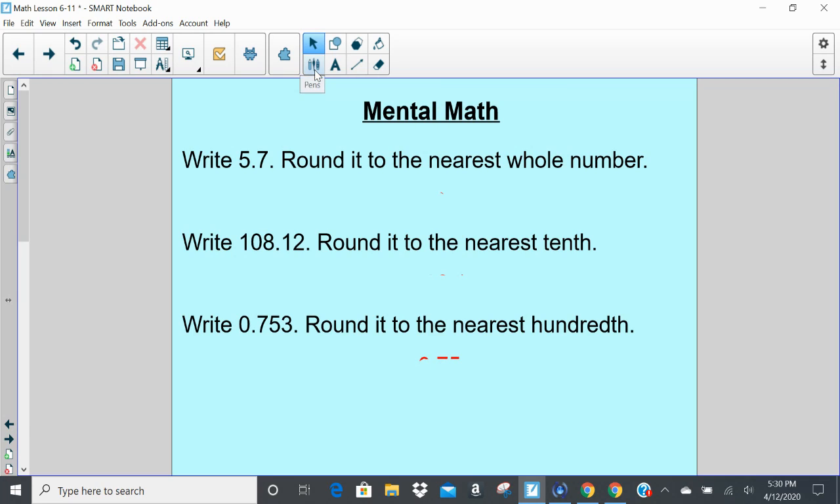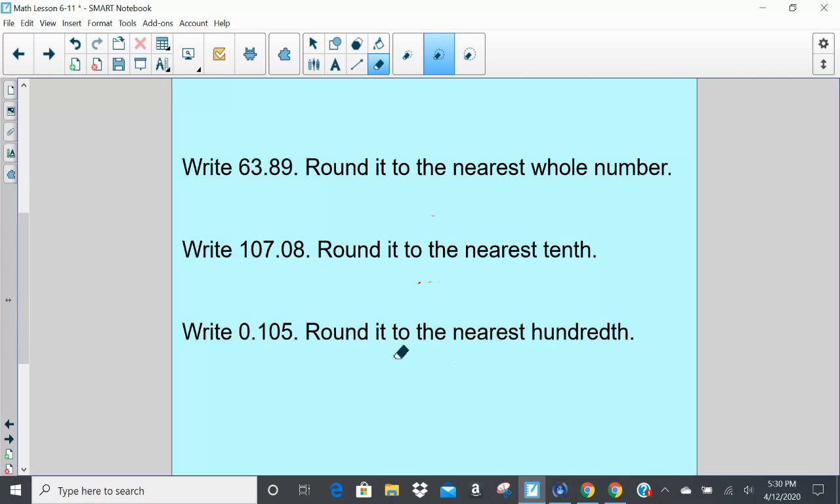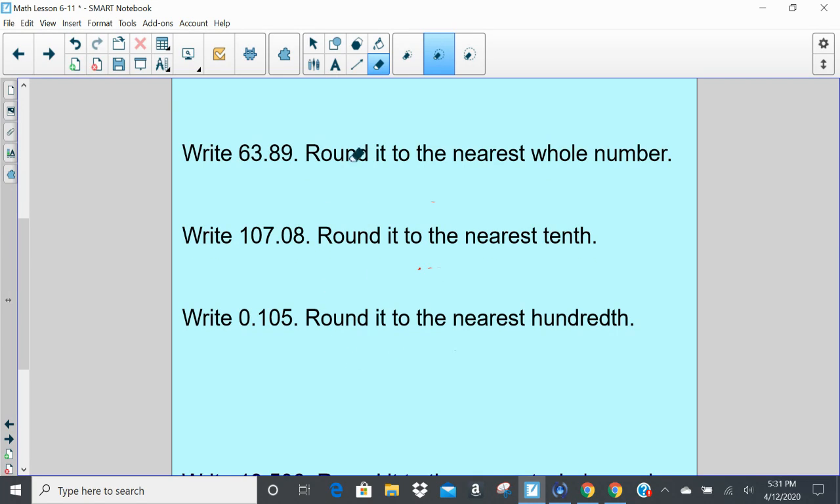All right, now let's take a look and see what our answers are and how well you did as that review. So 5 and 7/10 would round to 6 wholes. 108 and 12 hundredths would round to 108 and 1/10. And then for our third one today, rounding to the nearest hundredth, that would round to 75 hundredths, or also said 0 and 75 hundredths. Go ahead and try the next problem for our mental math today. Number 1, 2, or 3, and pause the video.